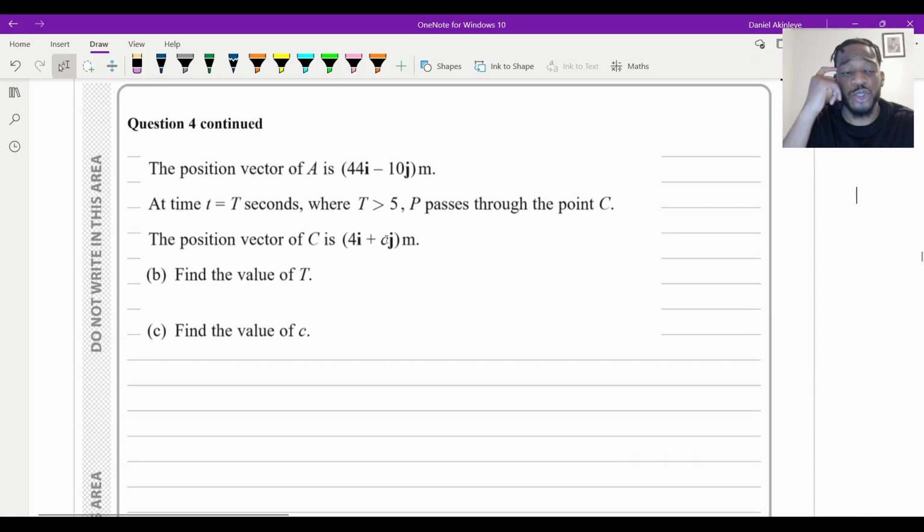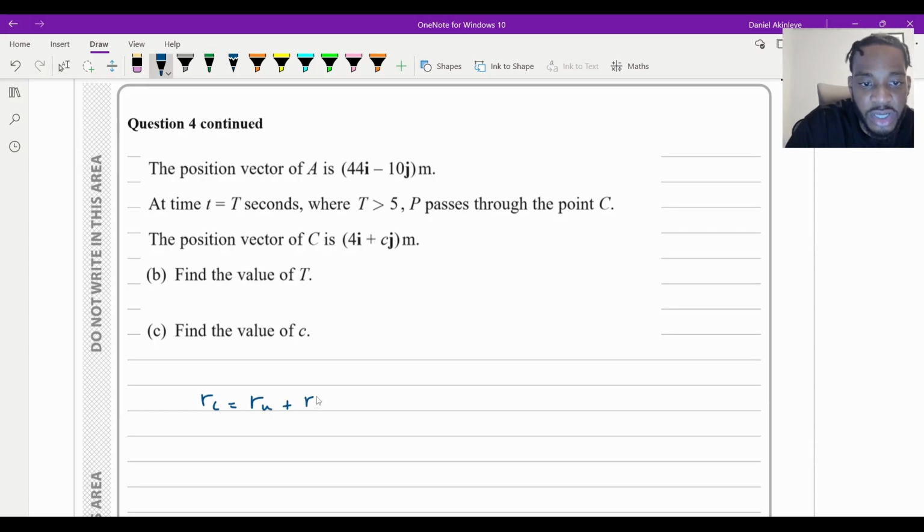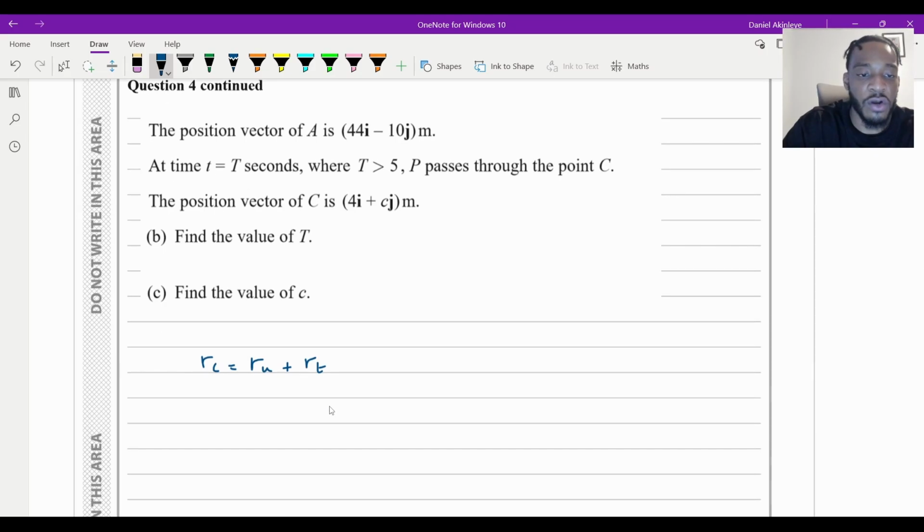So what you're going to be doing here is using your formula to calculate the position vector at any point with vectors. To do this, you've got to remember the formula. If I want to express RC as a position vector, RC will be equal to your initial position vector, don't forget that, I'm going to call it RU, plus RT, where RT is just an expression for the displacement at any time after t equals 0.